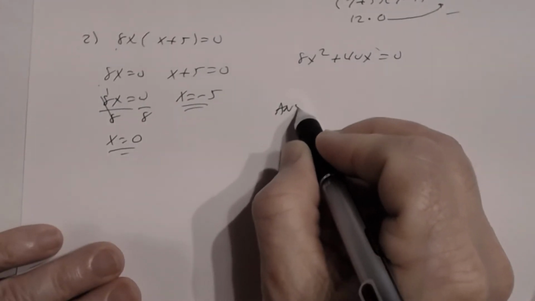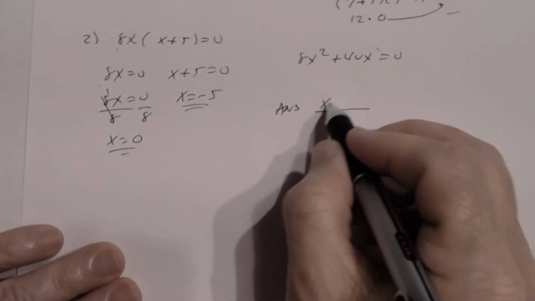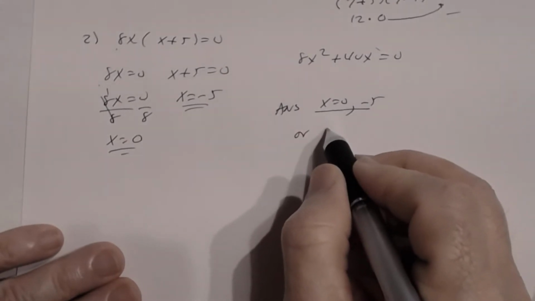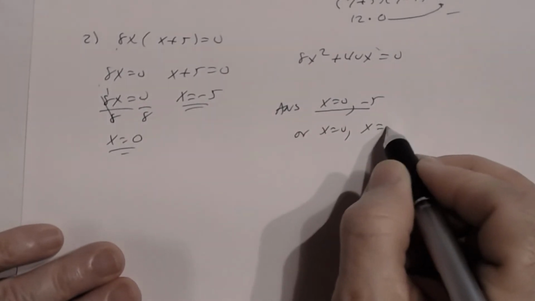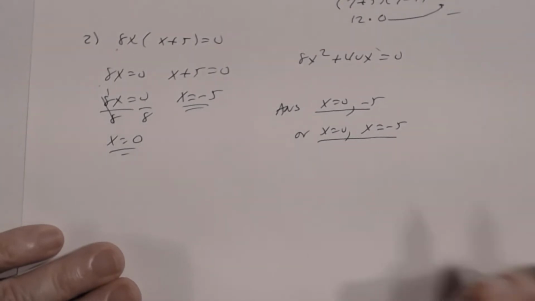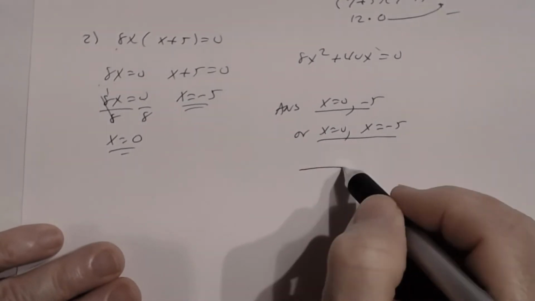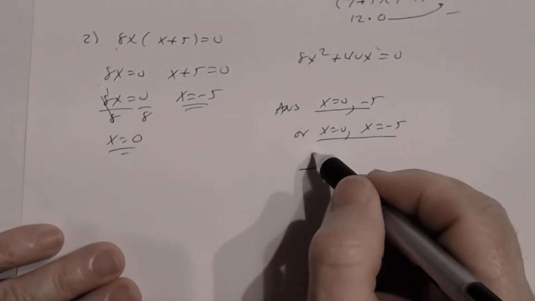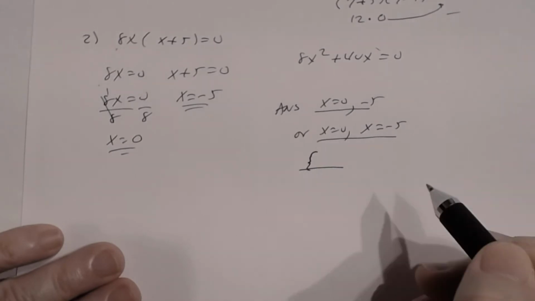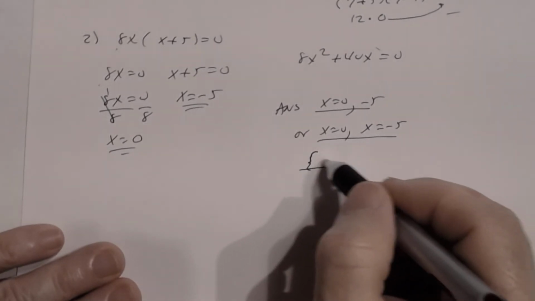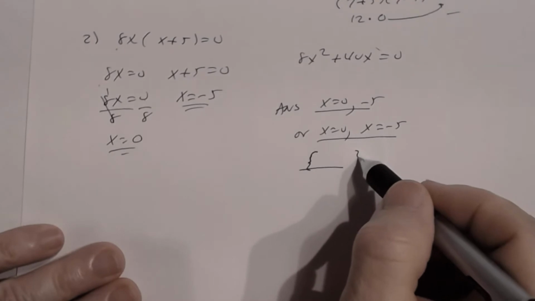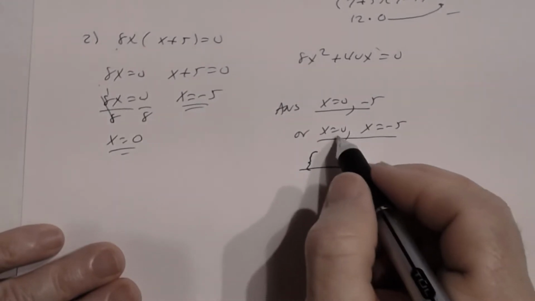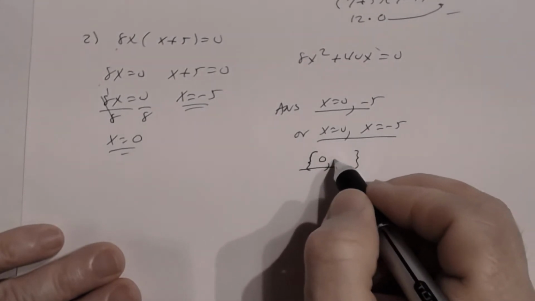So on paper and pencil, you'll just say something like this. You could say x equals 0, comma, -5, or you can say x equals 0, comma, x equals -5. Doesn't matter. Now on MyMathLab, it's going to ask you to separate it using commas. So they're going to have a brace, which means your solution set, and inside that brace you just list the solution. So you'll say 0, comma, -5.